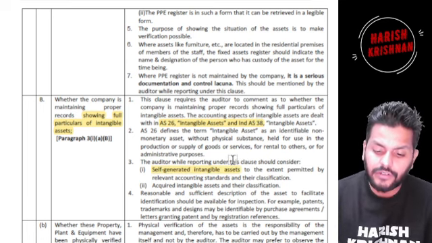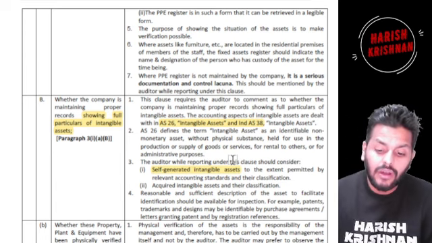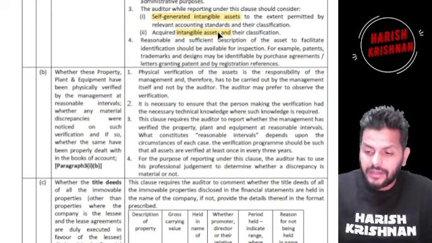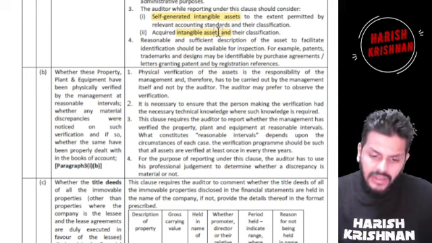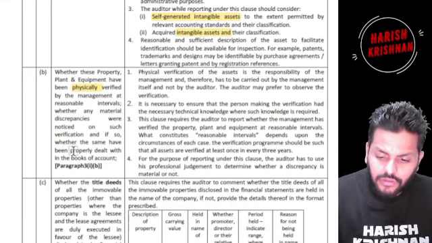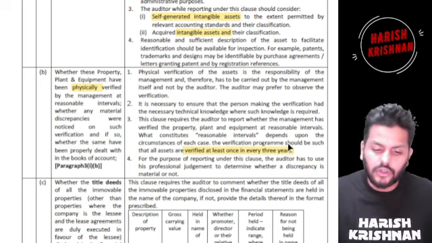Self-generated intangible assets, to the extent permitted by the relevant accounting standards, and their classification. Also, whatever acquired intangible assets are there, that also has to be taken into consideration. So that is a point that has been newly brought in. And physical verification by the management at reasonable intervals, this was a point that was pretty clear. Verifying at least once in 3 years, not much of a change there.